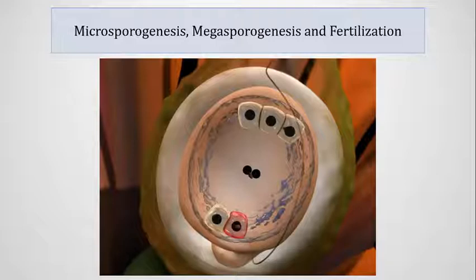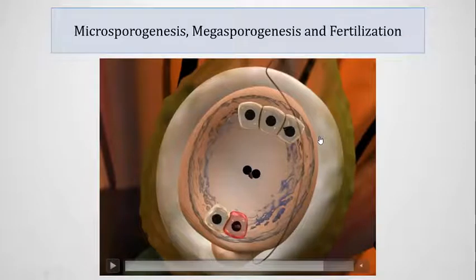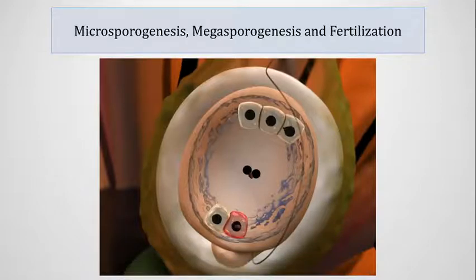That means two events of fertilization take place simultaneously, and the double fertilization process is a unique feature of angiosperm plants. Usually gymnosperm plants don't undergo double fertilization. So by this process we have understood how microsporogenesis, how megasporogenesis and the fertilization process take place inside a flowering plant.